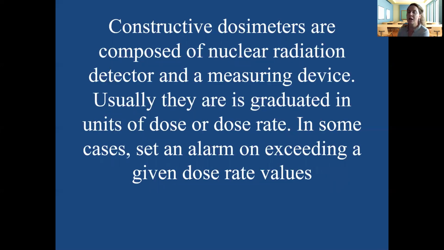Constructed dosimeters are composed of a nuclear radiation detector and a measuring device. Usually they are graduated in units of dose or dose rate. In some cases, they set an alarm on exceeding a given dose rate value.